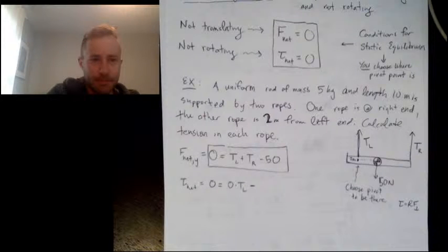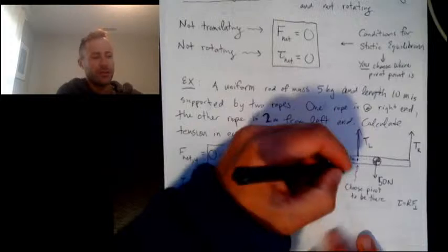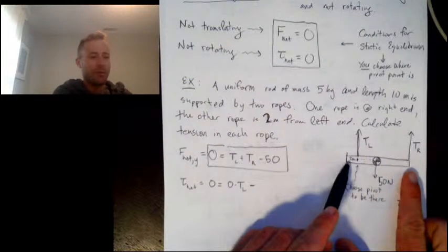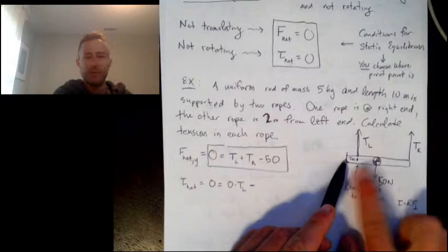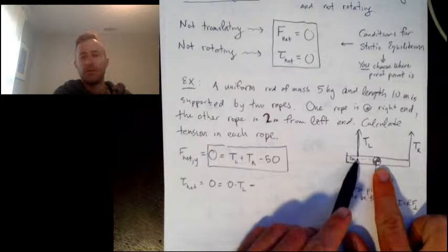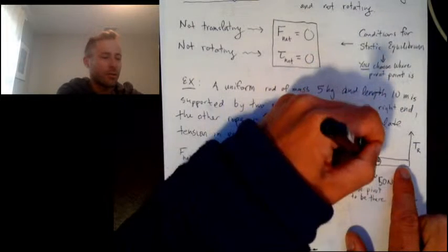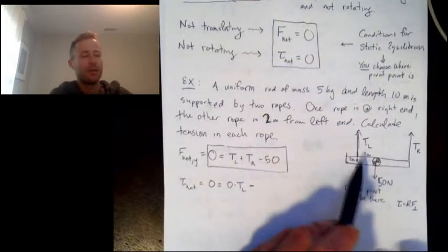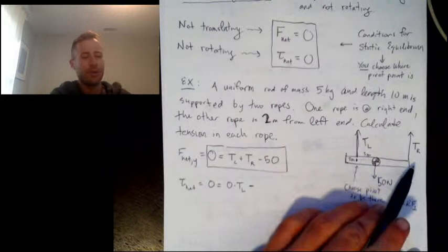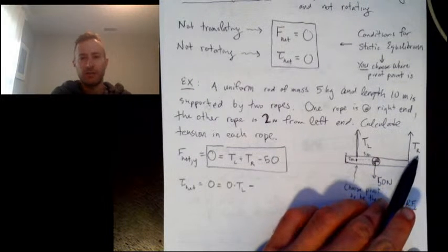Three, excellent. Because the center of mass is going to be the middle of the rod, it's 5 meters from the left end, and we already have 2 meters over right here where the pivot point is, so the extra distance is 3 meters. While I'm writing that down, someone tell me what the R value is going to be for the right tension.